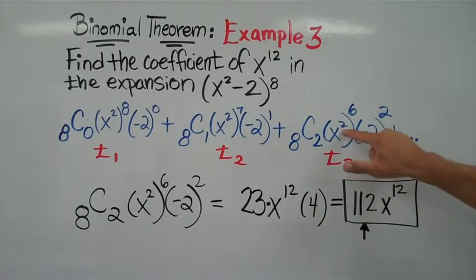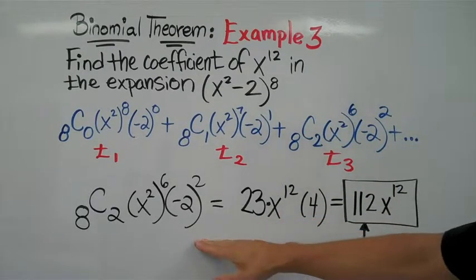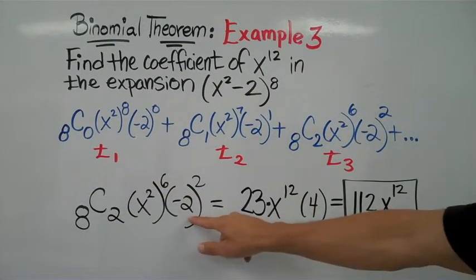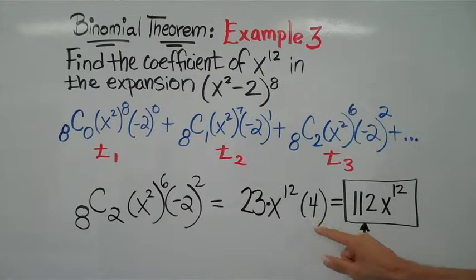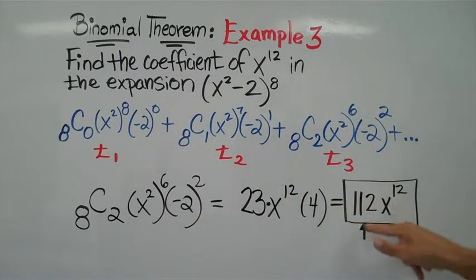Here I see x squared to the 6th is x to the 12th, since 6 times 2 is 12, so I know it's my third term. When I write my third term down here, I can't just use 8C2 to find my coefficient because I have negative 2 squared here, which is 4. 8C2 is 28, times the 4 gives me 112, so ultimately 112 is the coefficient of the x to the 12th term.